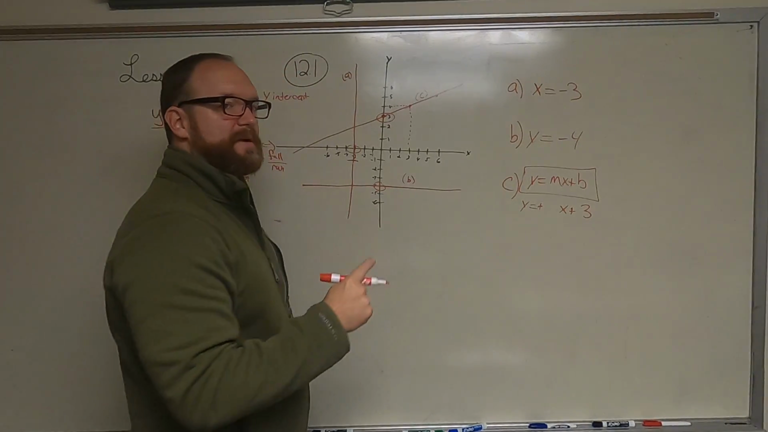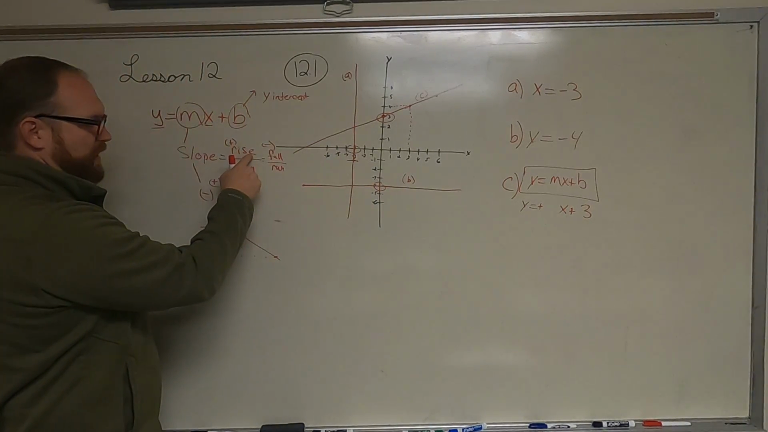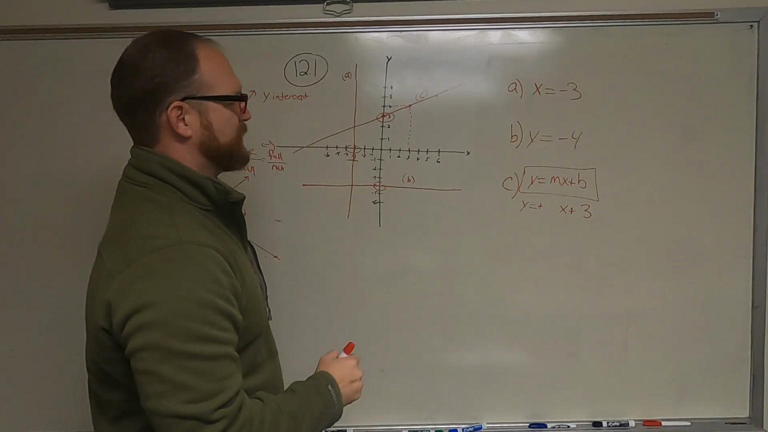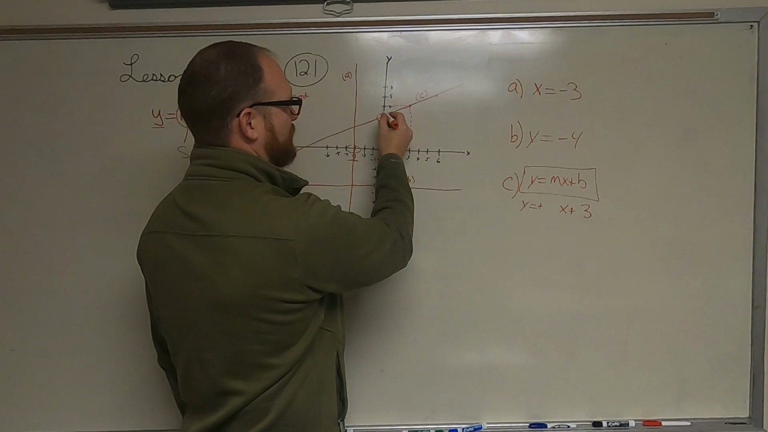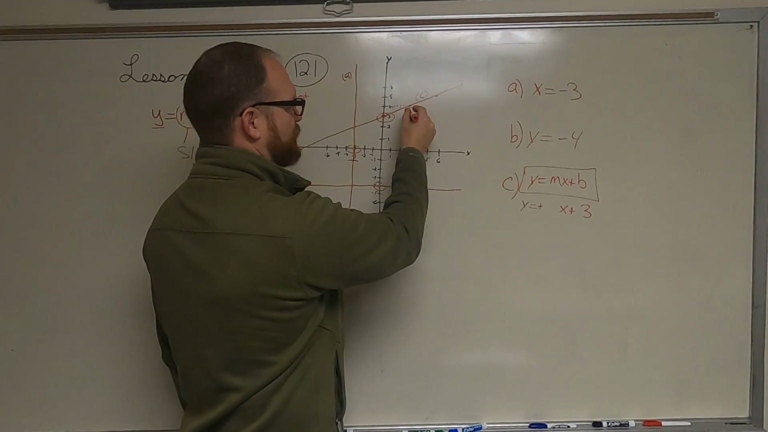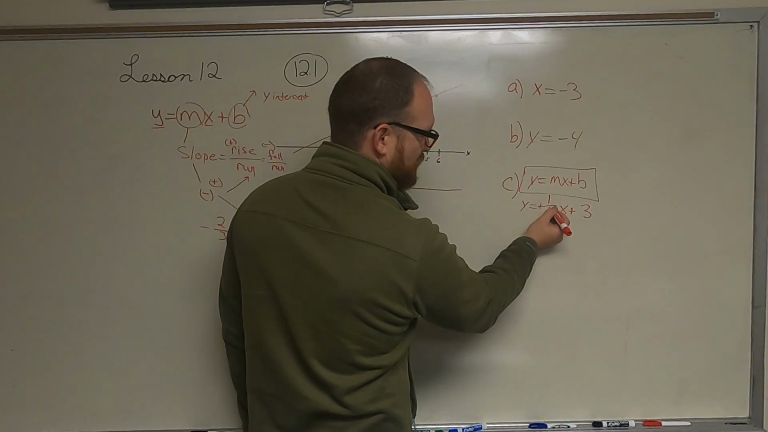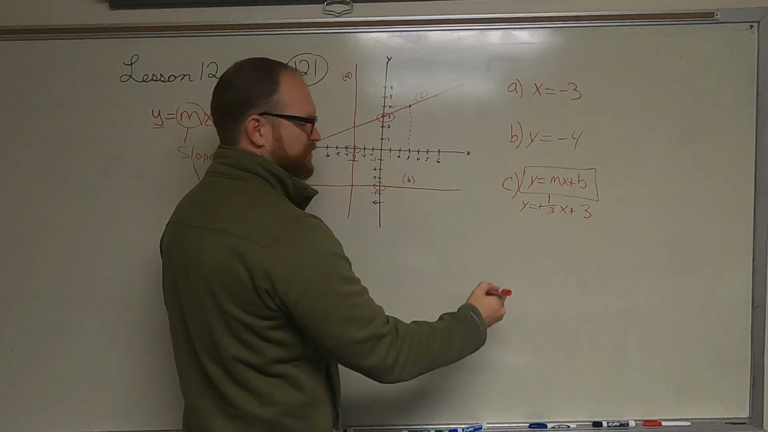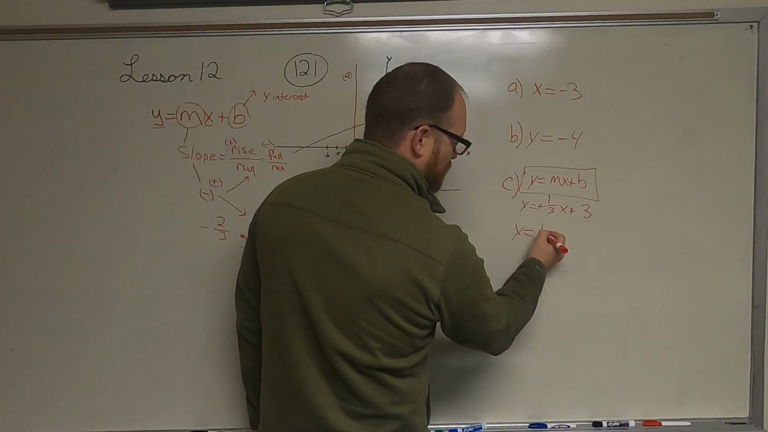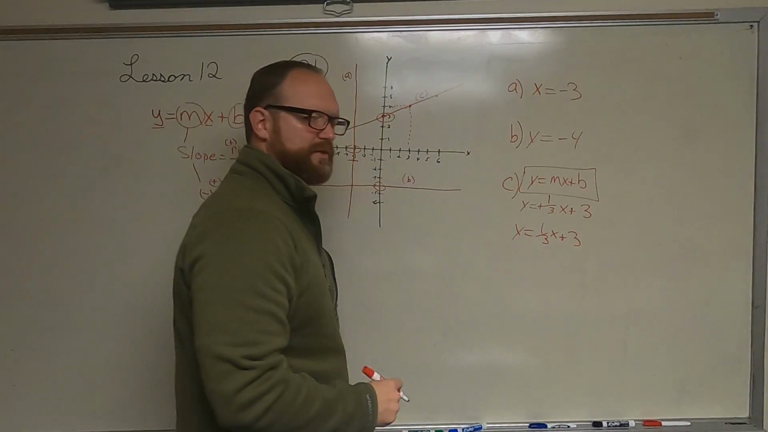Okay, and so what does that mean for us? Well, remember the slope is rise over run. And so how many do we have to go up? We'll have to go up 1 and over 1, 2, 3. And so our slope is 1 over 3. So our equation of our line is y equals 1/3 x plus 3.